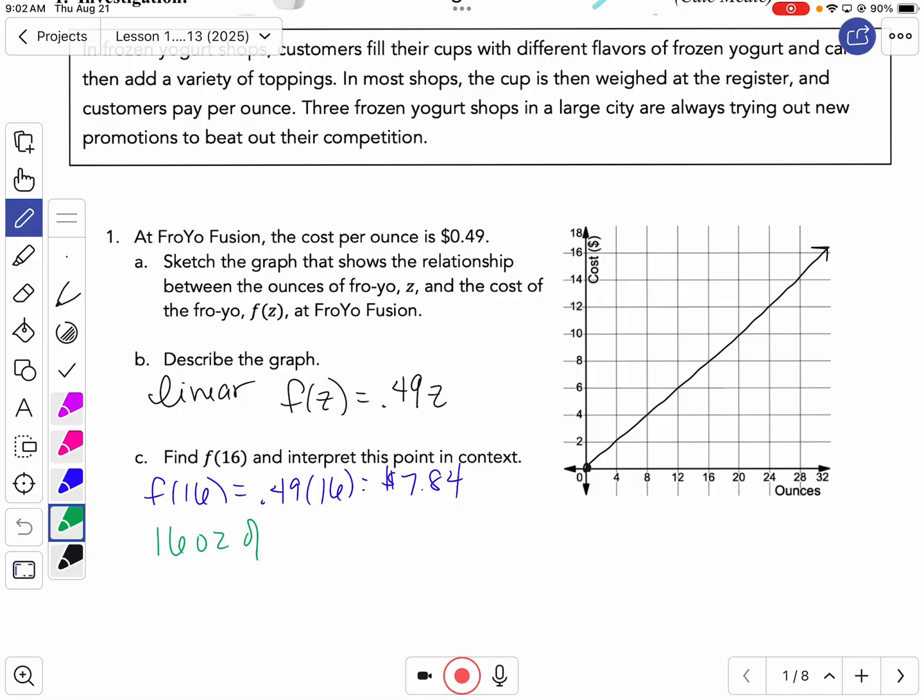Yeah, 16 ounces of Froyo will cost $7.84. Okay? That's a pound of yogurt. Like, that's a lot. Okay, I'm hoping you're getting it in a container to take home and share with people. Okay, or you're going to be sick. All right, so that was at Froyo Fusion.